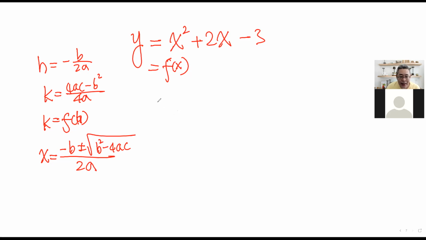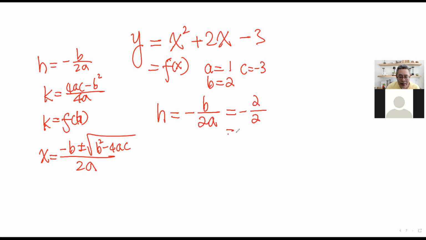Well, let's see, okay? Our h is minus b over 2a. Our a is 1, b is 2, and c is -3. So minus 2 over 2, that's minus 1. Good?